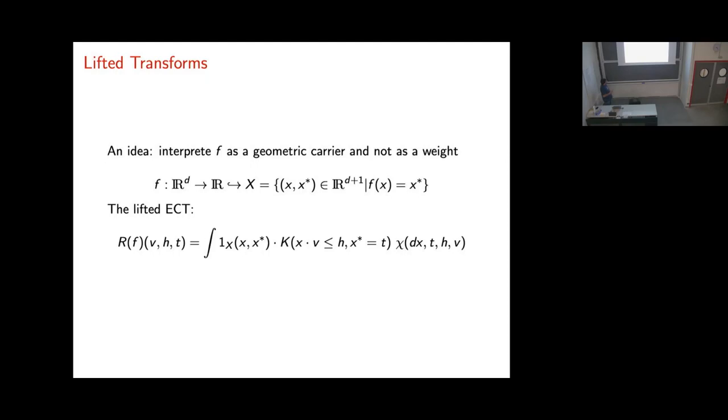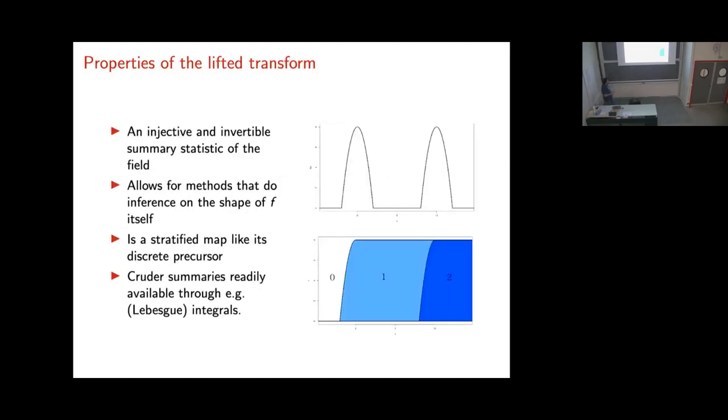We're filtering by two things. We're filtering by the height function, and we're also filtering by the function value of the set. So instead of getting a curve in any one direction, you get almost like a matrix.